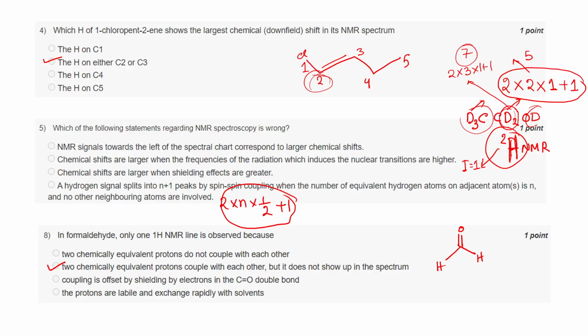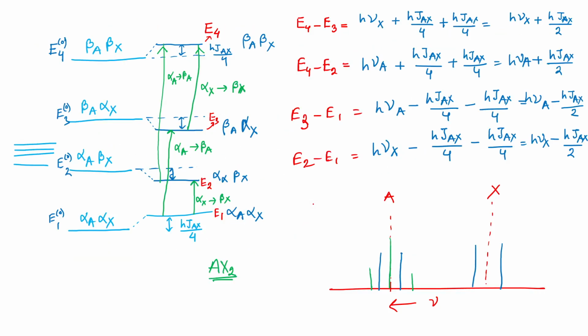So it actually follows a Pascal triangle. That is what I was saying about this AX2 kind of system. For A, you are going to see a triplet. The X2 protons are equivalent, so they couple with each other, but that will not be shown in the spectrum. They will themselves be a doublet due to A. So you get my point.